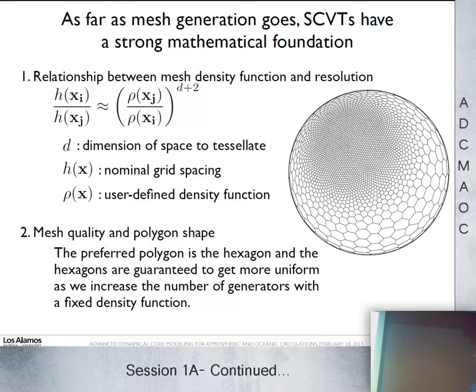And what you see here is, oftentimes these meshes are referred to as hexagonal meshes. They're not really hexagonal meshes, but you can understand why, because the preferred polygon is 6-sided, and in the limit of infinite resolution, you can actually prove that you end up with all perfect hexagons.